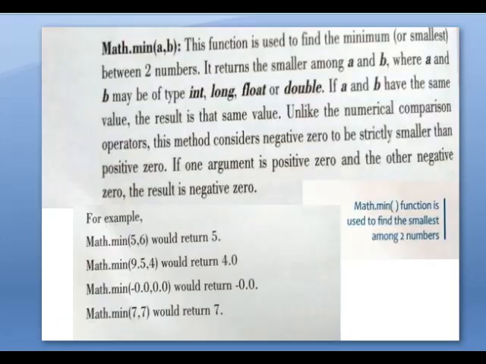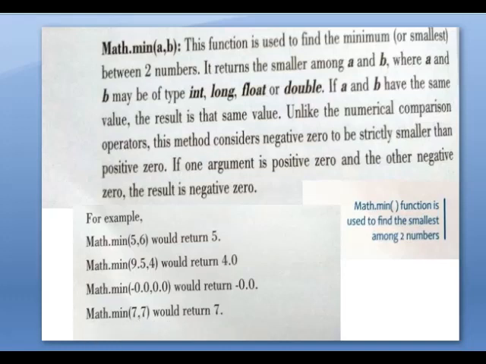Next is Math.min of a, b. The Math.min function is used to find the smallest among two numbers. For example, Math.min of 5, 6 will return the value 5. Math.min of 9.5, 4 will return 4.0, the smallest value. Here, for equal values, the two values are equal, so it will take one value.